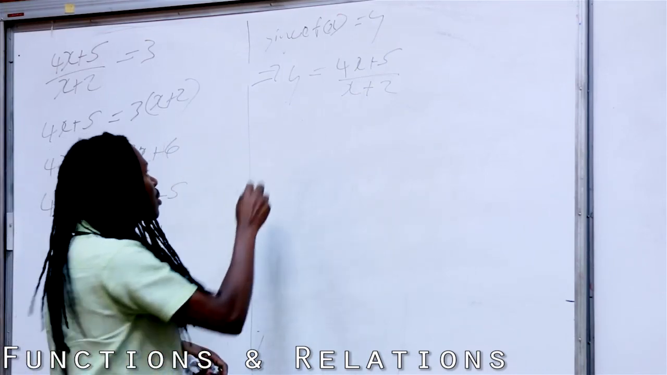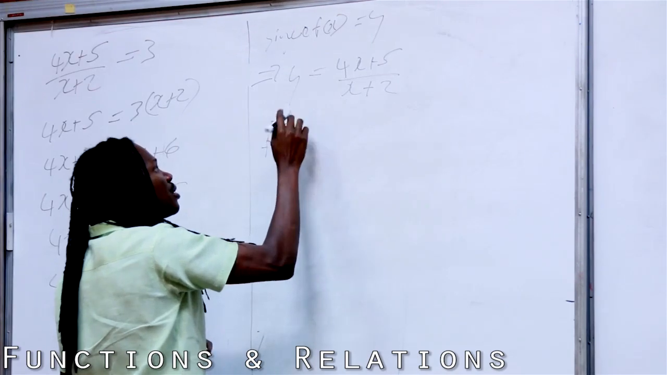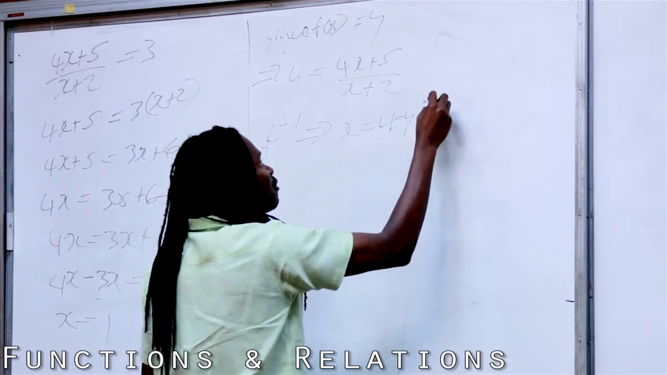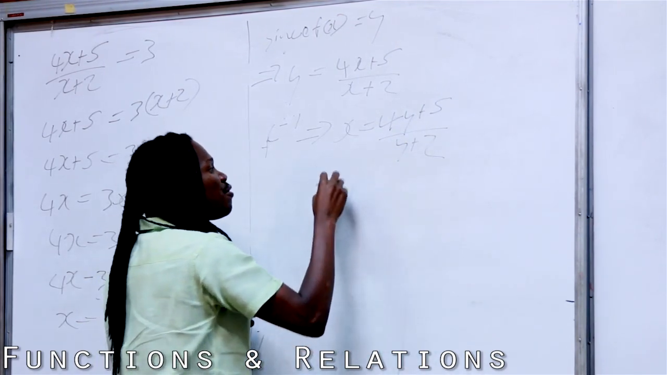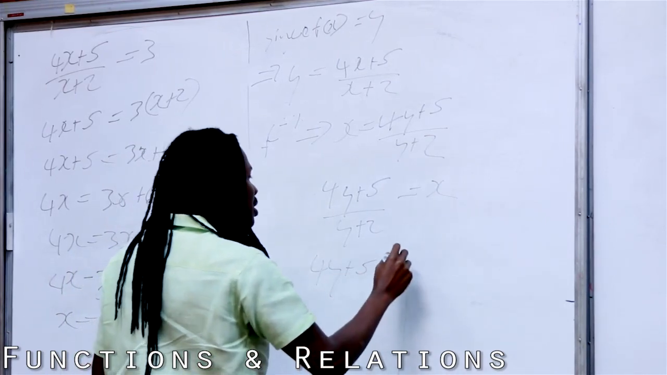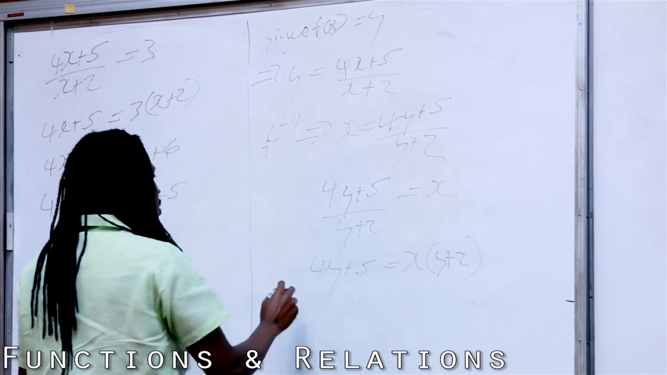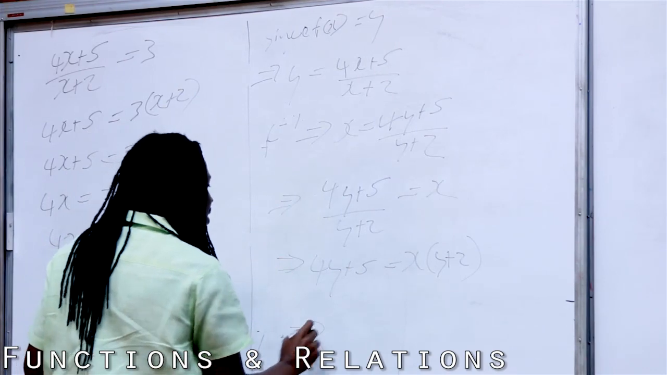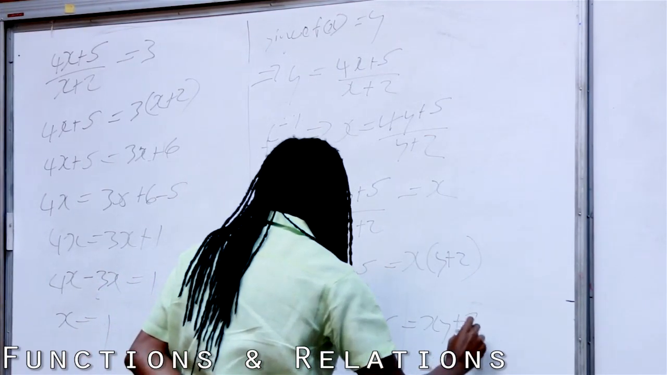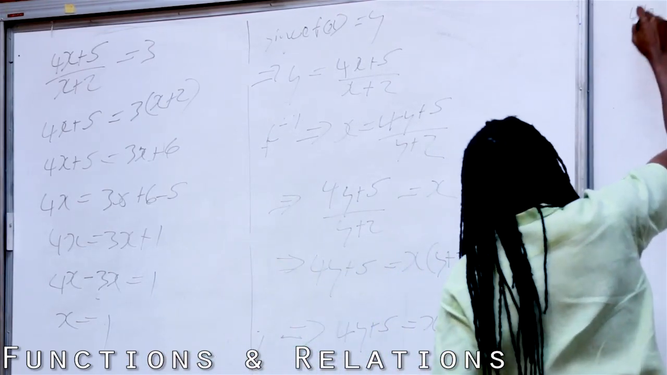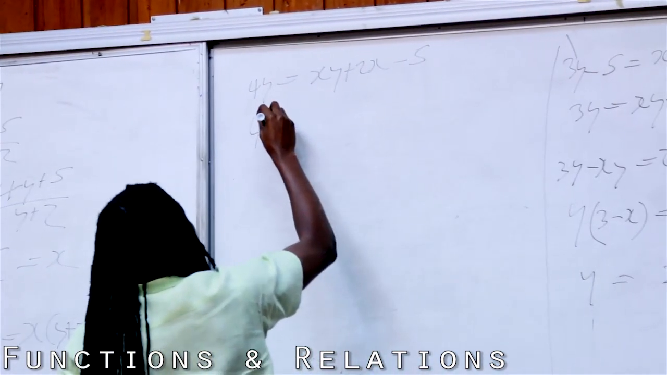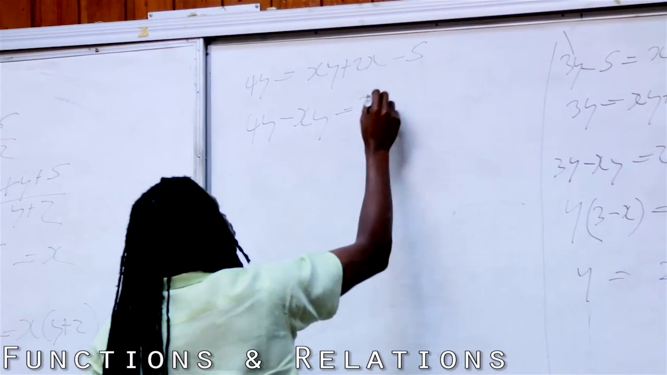This implies f inverse, which implies x equals 4y plus 5 over y plus 2. So 4y plus 5 over y plus 2 equals x. 4y plus 5 equals x bracket y plus 2. This implies that 4y plus 5 equals xy plus 2x. 4y equals xy plus 2x minus 5. 4y minus xy equals 2x minus 5.